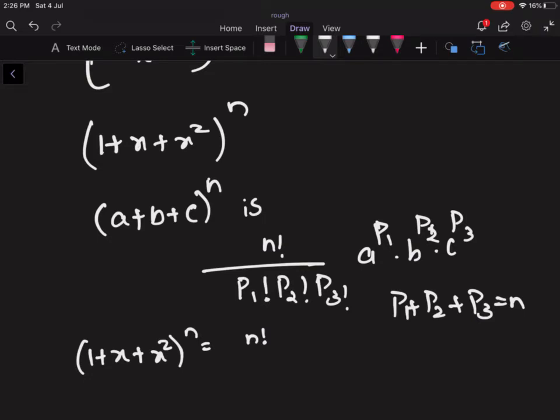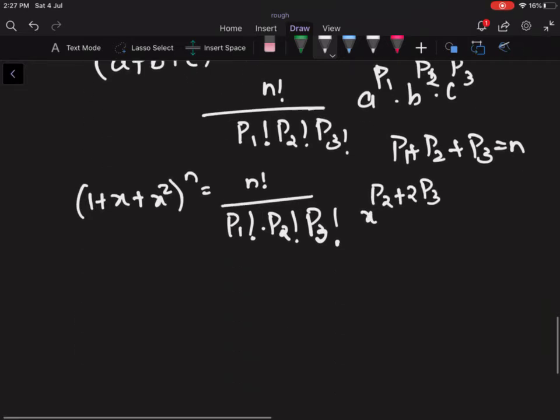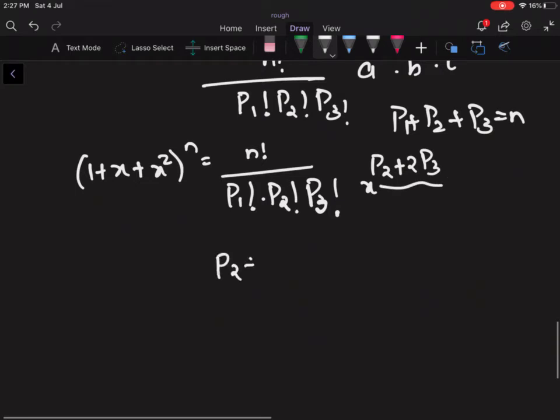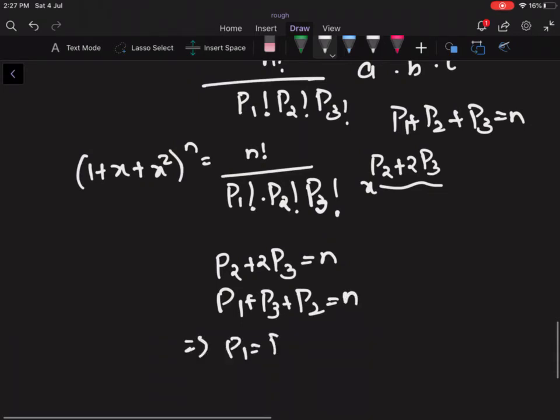can be written as... and we want this p2 plus 2p3 to be n, and we also know that p1 plus p2 plus p3 equal to n, so it implies that p1 equal to p3, right, from these two equations.